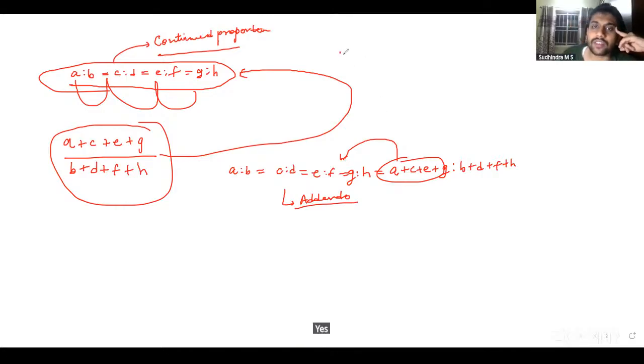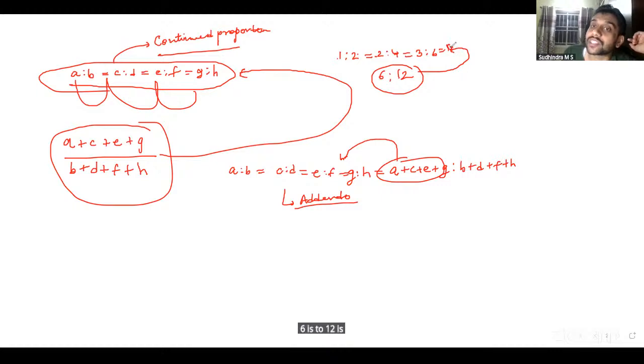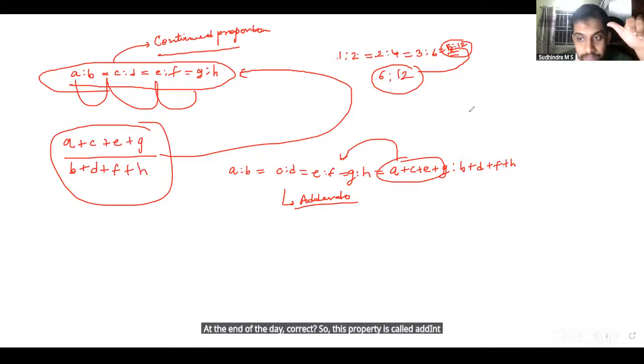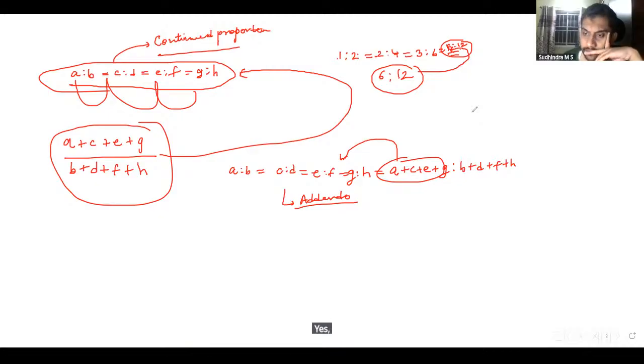Yes. So if I have 1 is to 2 equals 2 is to 4 equals 3 is to 6, and I add them, 1 plus 2 plus 3 is 6, and 2 plus 4 plus 6 is 12. 6 is to 12 is also in the same proportion, 1 is to 2 at the end of the day. Correct? So this property is called addendo. Understood? Yes? Everyone? Yes, sir.